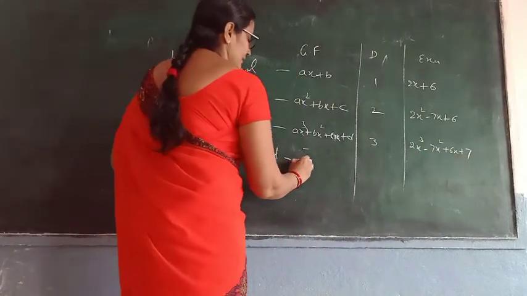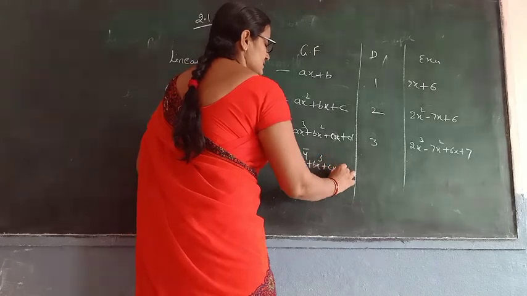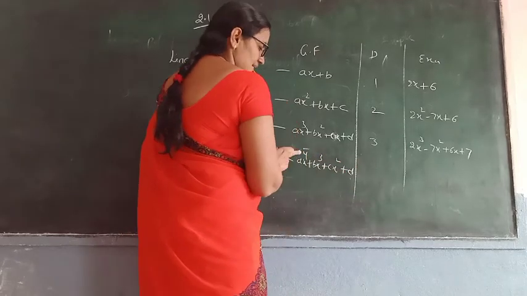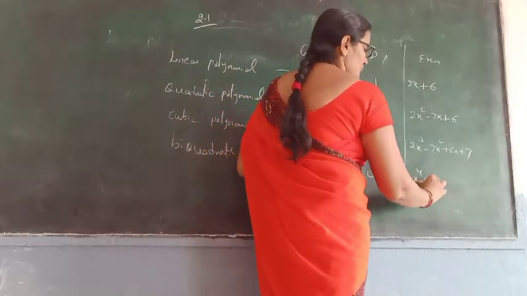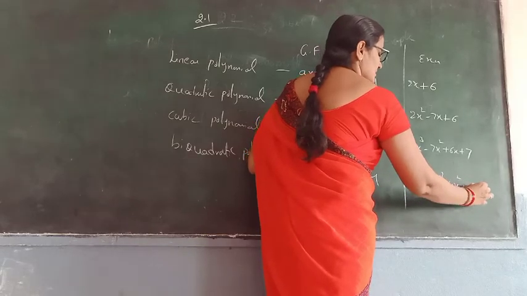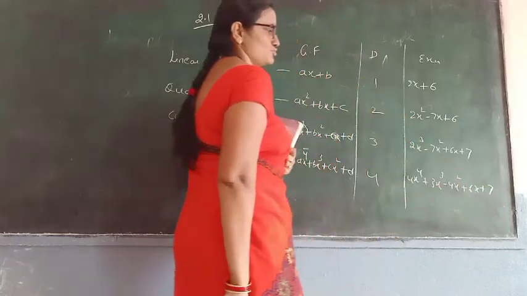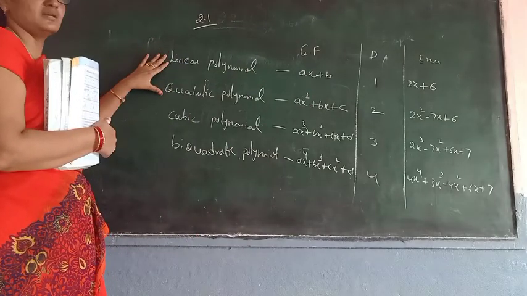Next, biquadratic, more than 3. ax to the power of 4 plus bx cube plus cx square plus d. What is the degree here? 4. Example, 4x to the power of 4 plus x cube minus 4x square plus 6x plus 7. So these are the types of polynomials based on degree.